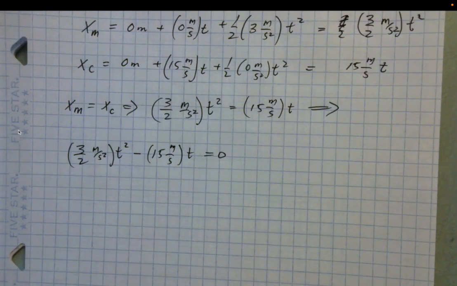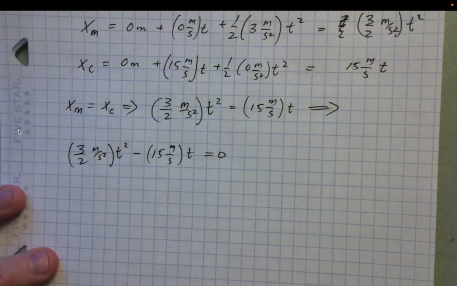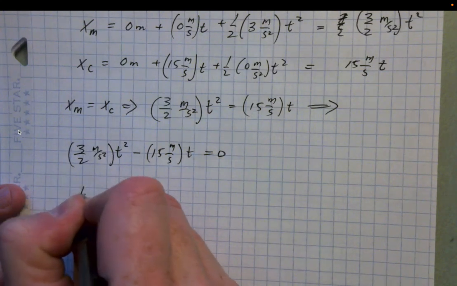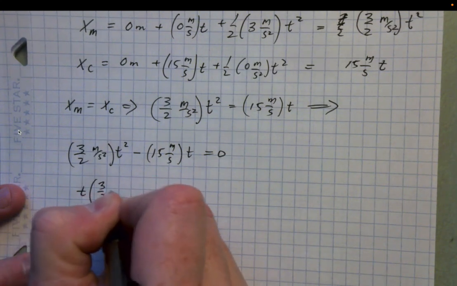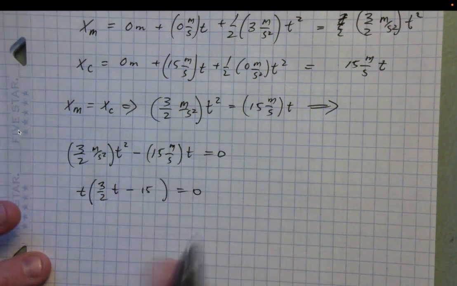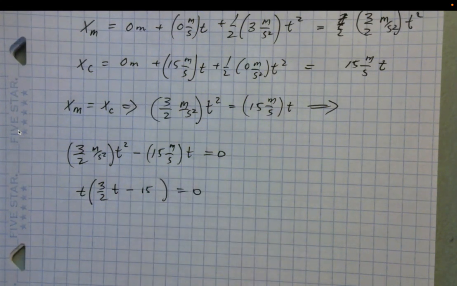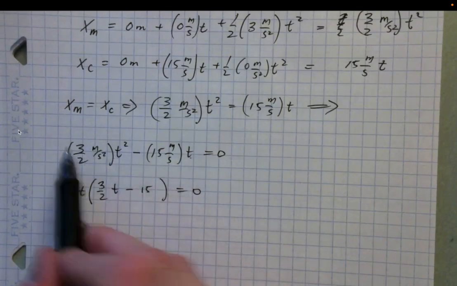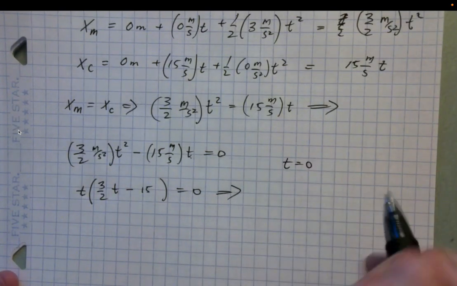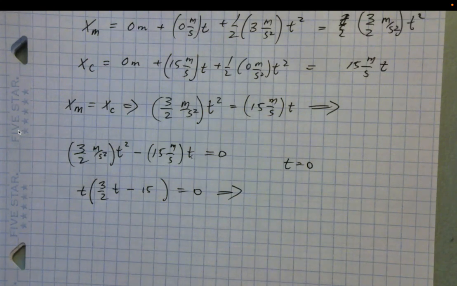You can also recognize this one can be solved more simplistically by just factoring out a t, since the c term is equal to 0. So I could say t times (3/2 t minus 15) equals 0. This is basically the equation I have to solve. So factor a t out of both terms. Right, and so I've got two options. I can say t is equal to 0. So obviously the positions are the same at t equals 0. Makes sense. They're both at the corner.